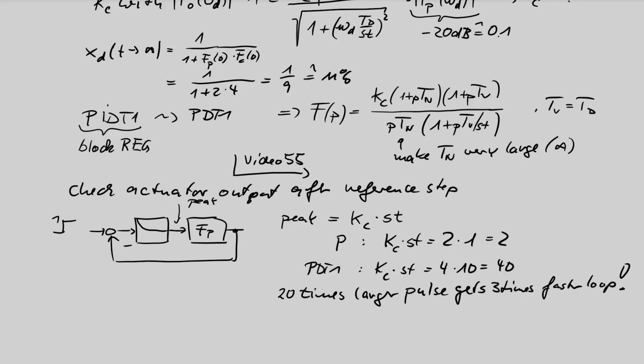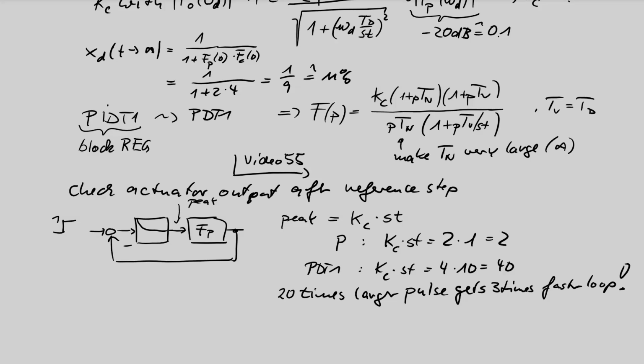Note, this is not very effective. A 20 times larger amplitude costs more than 20 times more than this simple controller. So this 20 times larger amplitude and then only 3 times faster loop should be very critically investigated in any application.